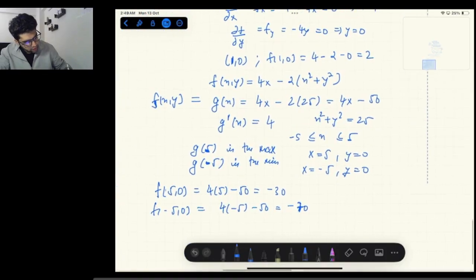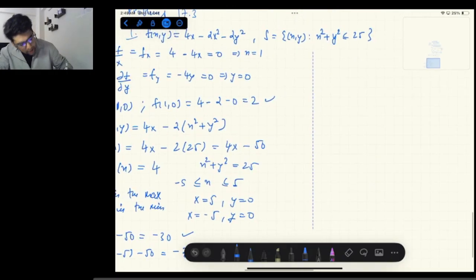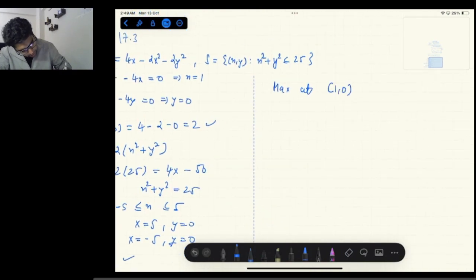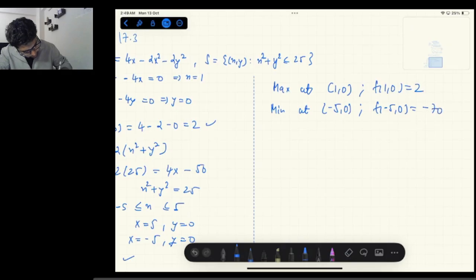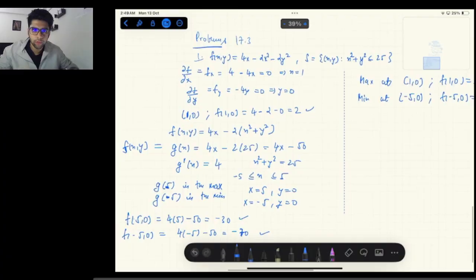Seeing the values of f(1, 0), f(5, 0) and f(-5, 0), I can say that my max occurs at (1, 0), where f(1, 0) = 2, and my min at (-5, 0), where f(-5, 0) = -70. Right, so this was the whole process of solving this question.